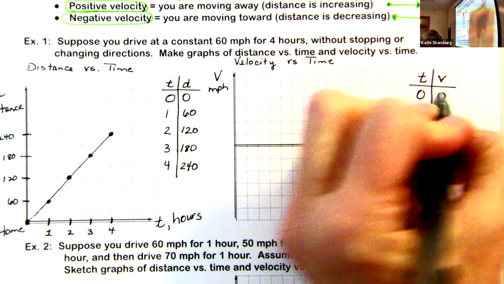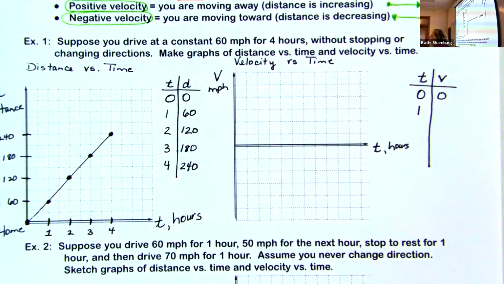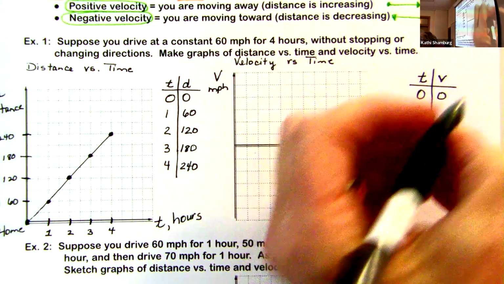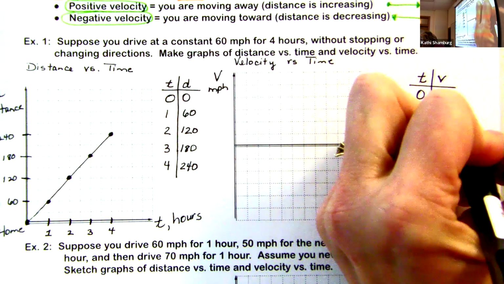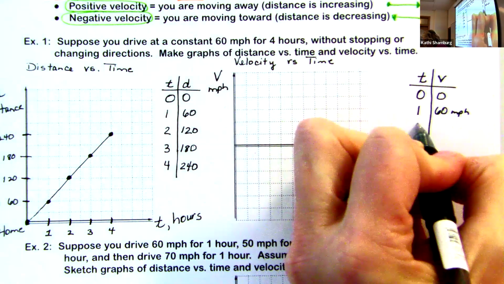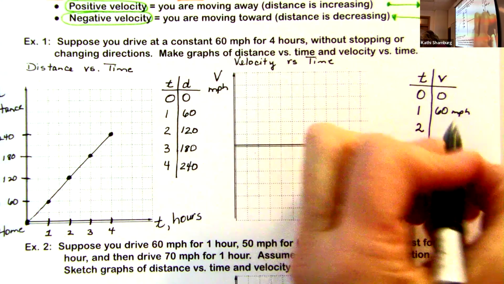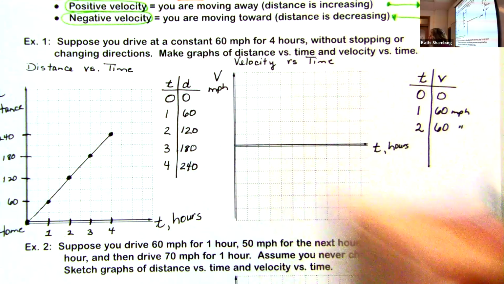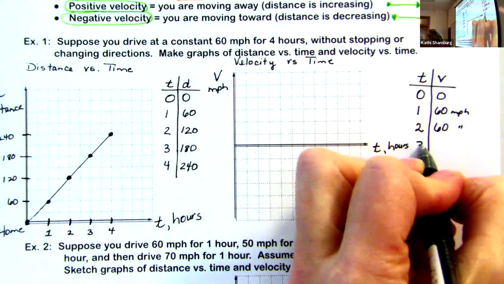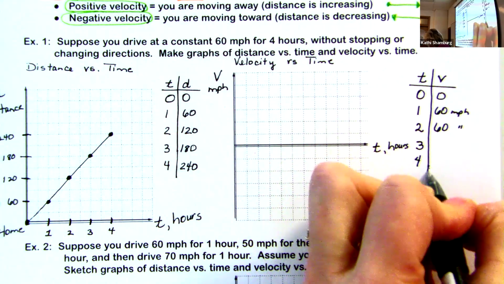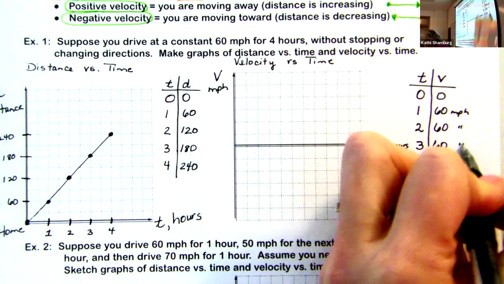0. At 1 hour, not my distance, but how fast is my vehicle moving? 60 miles per hour, right? This is 60 miles per hour. At hour 2, how fast is my vehicle moving? 60. I'm not going 120 miles an hour, right? It doesn't increase like distance. I'm still going 60 miles per hour. What about hour 3 and 4? Still 60 miles per hour.